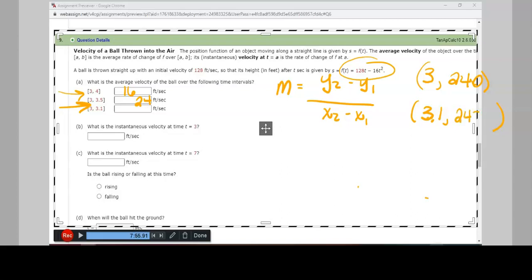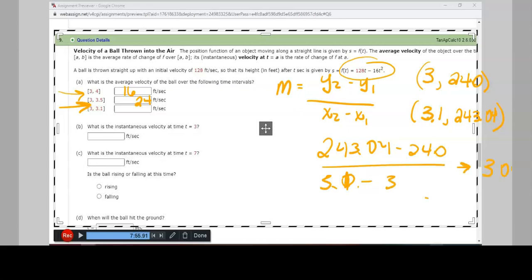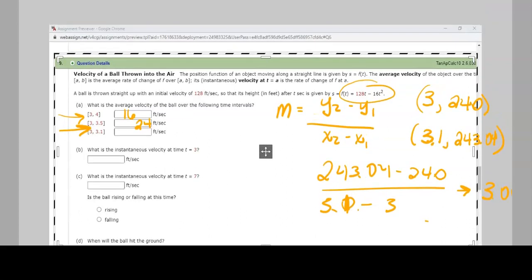So what do I have? I've got 243.04 minus 240 over 3.1 minus 3, which is going to give me 3.04 over 0.1. Okay? So divide that by 0.1 and I get 30.4.